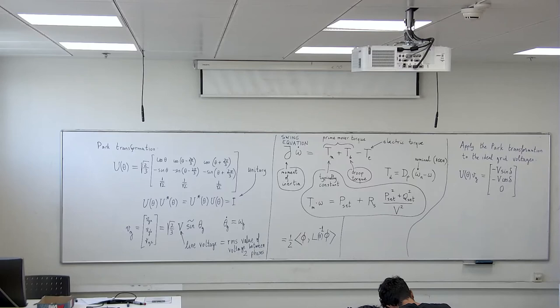What is delta? Delta is equal to theta minus theta grid. So you compare the grid voltage with your local voltage, and this difference is called the power angle. It's a very important quantity, the power angle.